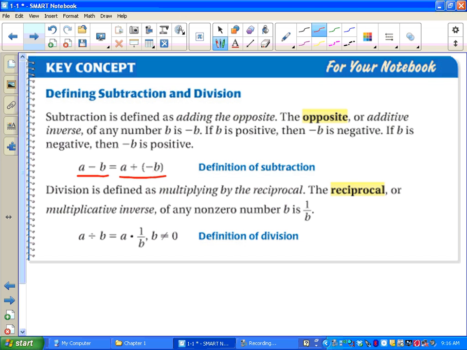Subtraction is defined as adding the opposite, something we probably don't really need to talk about. Division is multiplying by the reciprocal. So you can rewrite any division problem, instead of saying a divided by b, you can say a times 1 over b. And you have to be careful that b is not equal to 0, because we all know we can't divide by 0. That's why b can't be 0 in either one of these equations.